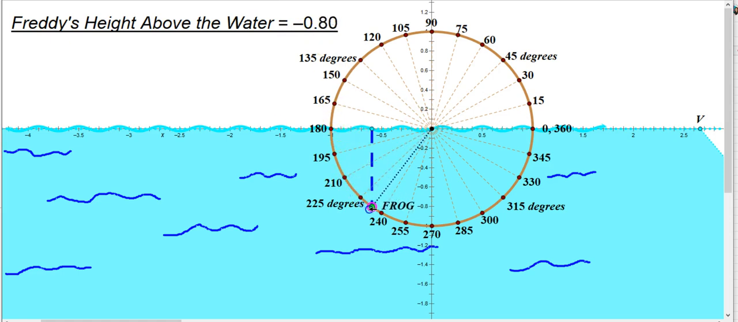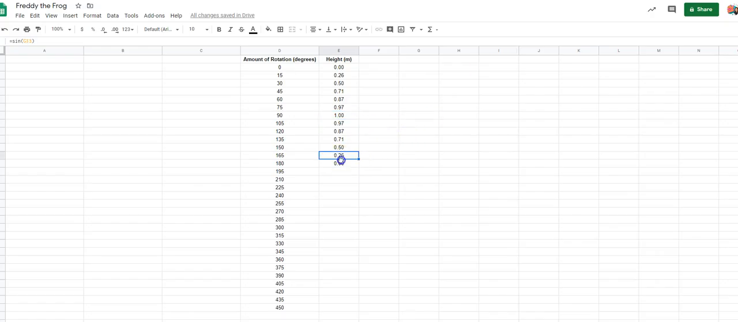So as he progresses this way, his height is going to go to a minimum of negative 1. Again, that's the radius of the wheel. So his minimum height would be -1, so that's 1 meter below the surface level of the water. And that takes us down to 270 degrees. All the same numbers again, but now they're negative, and now they're going to -1.